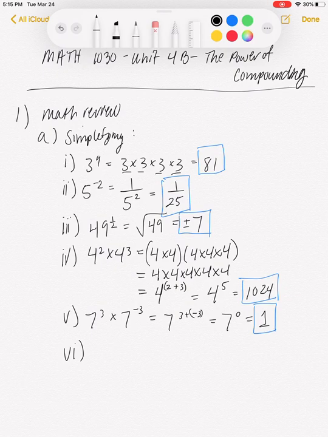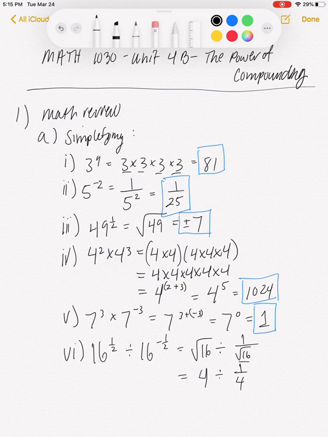Number 6 is 16 to the 1/2 power divided by 16 to the negative 1/2 power. When we do this division, let's simplify the exponents first. So 16 to the 1/2 power is the square root of 16, divided by 1 over the square root of 16. The 16 to the negative 1/2 becomes 16 to the 1/2 in the denominator, which is the same as the square root of 16. So we have 4 divided by 1/4. And when we're dividing fractions, we multiply by the reciprocal, and we get 16 here.